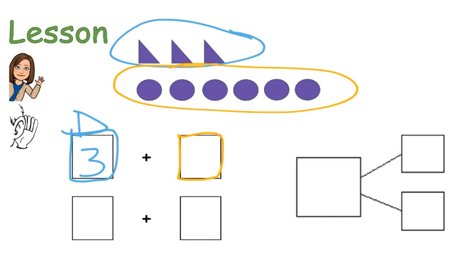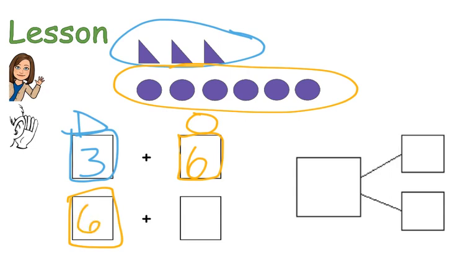3. And how many circles are there? 6. Oh my goodness, what am I doing? Wrong number. So sorry. Here we go. 6. Now what do I do? What goes in this first box here? What number?